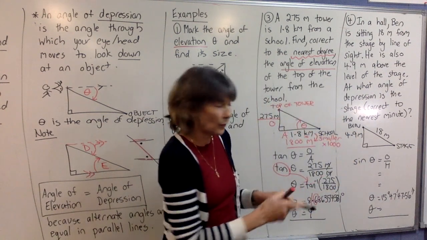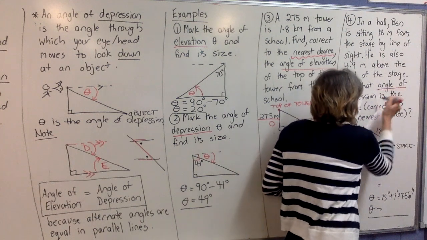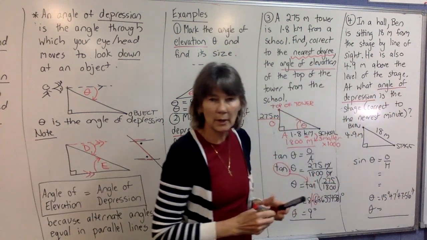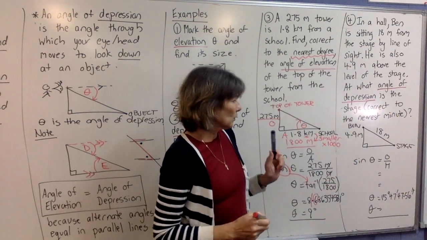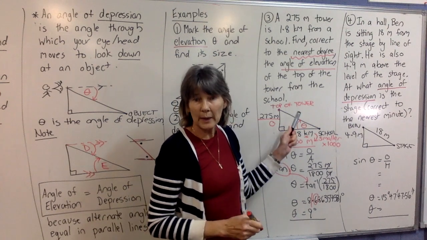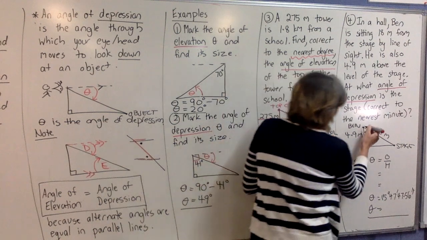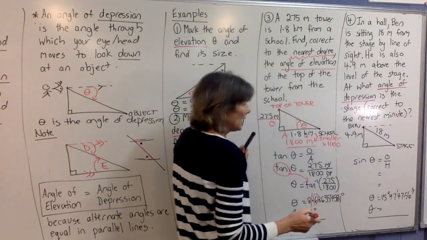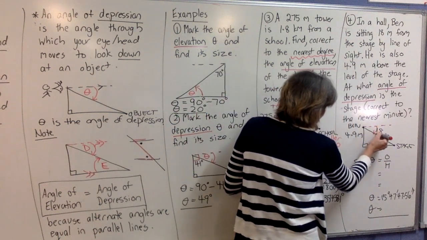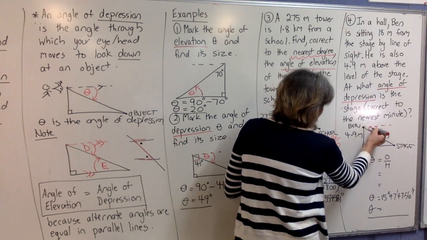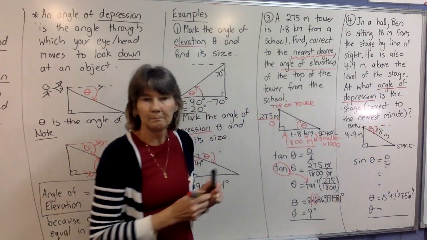And they want you to find the angle of depression. All right, so angle of depression means we're looking down. So we are where Ben is. He's looking down at the stage. So he would normally be looking straight out, but he's focusing down at the stage. So we're trying to find that angle there.